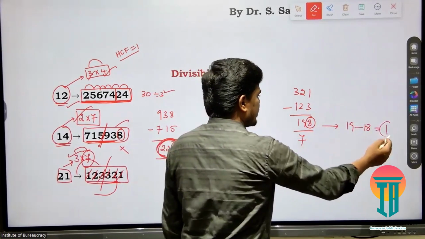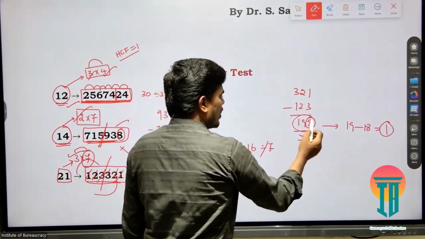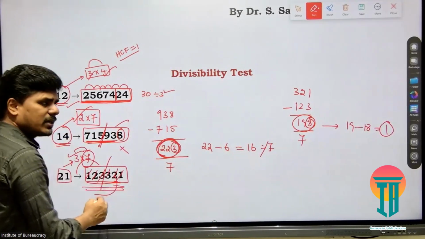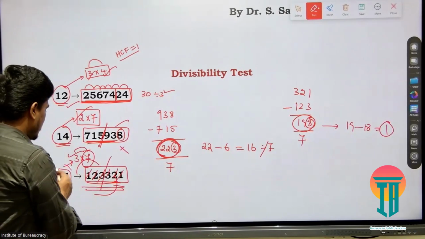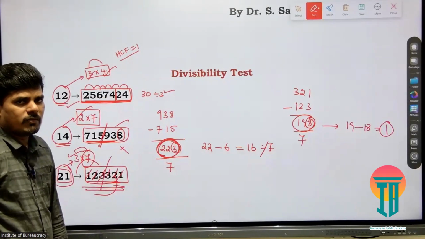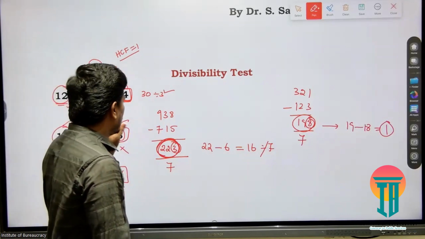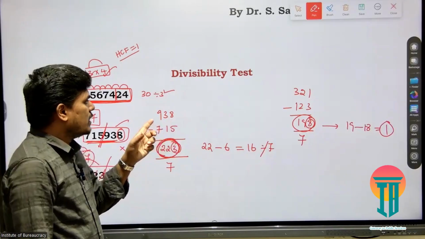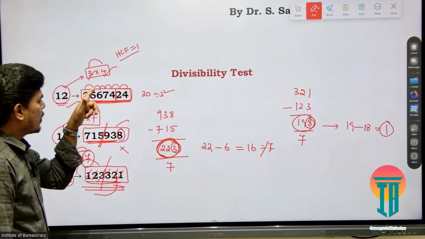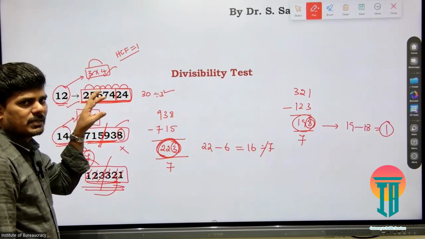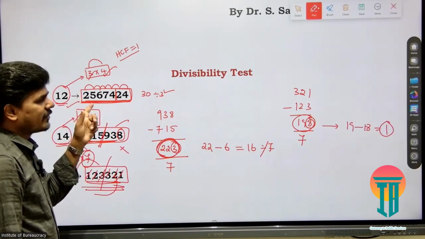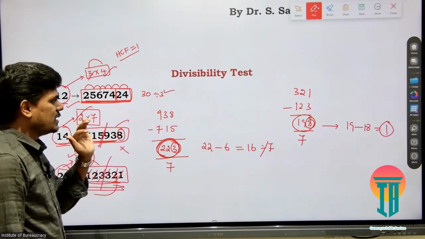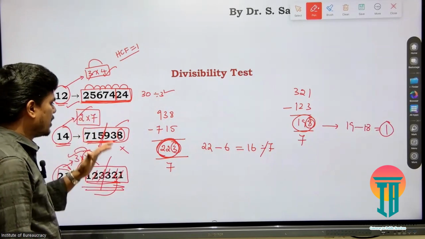So we are getting 1. 1 is not divisible by 7. Therefore, this number is not divisible by 7. If this is not divisible by 7, definitely it is not going to be divisible by 21. So the logic is, when you have a two-digit number, you try to write it as a product of two co-primes. Then you check the divisibility test for both numbers. If both satisfy, then the entire number is divisible by the two-digit number. Otherwise, it is not. This is the logic.